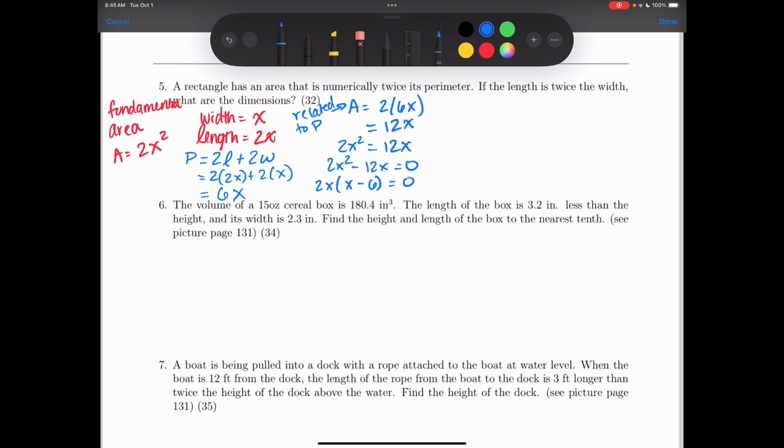And then using the zero product property, I can set each thing equal to 0. So 2x equals 0, x minus 6 equals 0. So I have x equals 0 or x equals 6. Now, is it possible to have a side length of 0? No. So this one is not possible. So my width is going to be 6 and my length is 2 times 6 or 12.